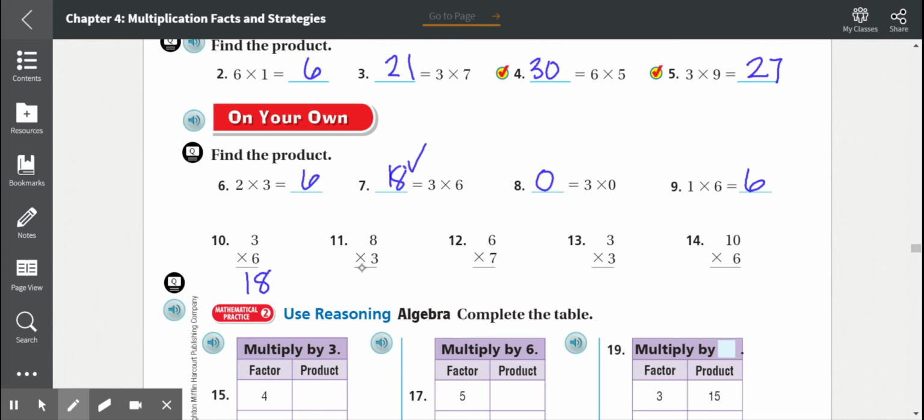8 times 3, you should have gotten 24. 6 times 7, you should have gotten 42. 3 times 3 is 9. And 10 times 6 is 60.